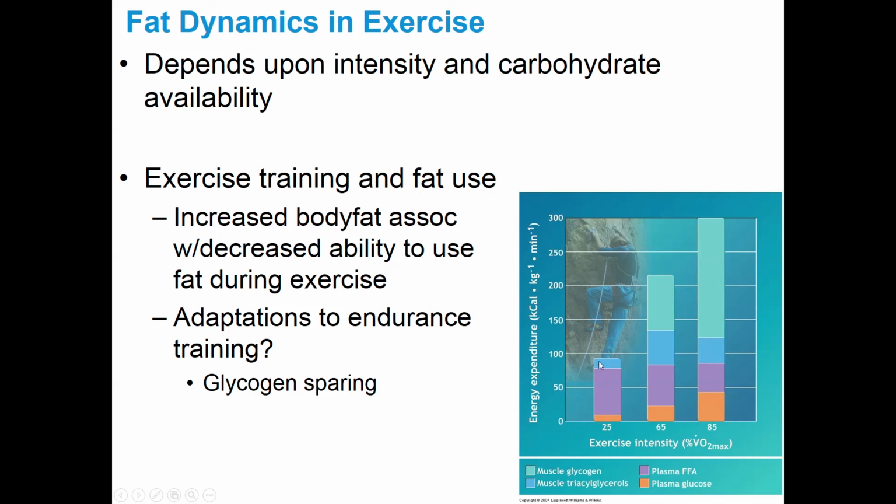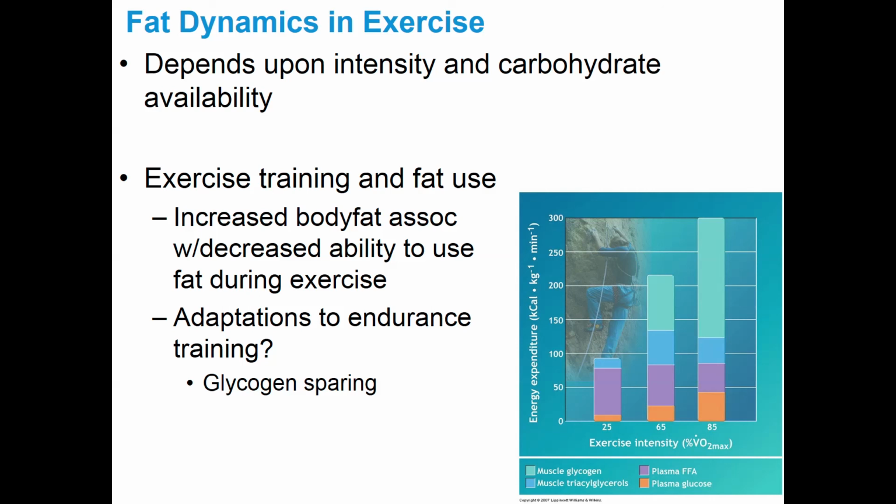And then we also have our intramuscular triglycerides here. So this is a slow walk. This is kind of a jog or a slow run, and then this is a pretty hard run over here. So how much fat we use depends upon, as you can see, the intensity of the exercise. As the intensity goes up, we become increasingly reliant on carbohydrates to fuel that exercise, again, because the transfer of energy from carbohydrates is so much faster.